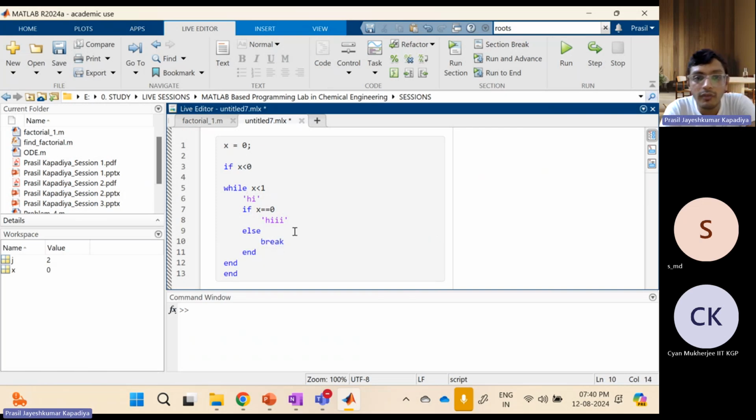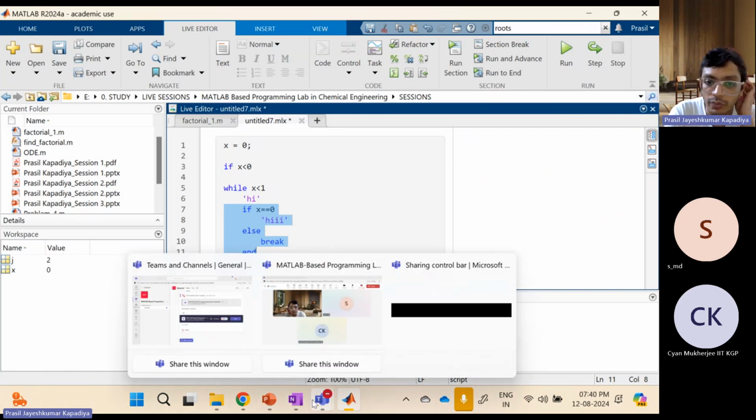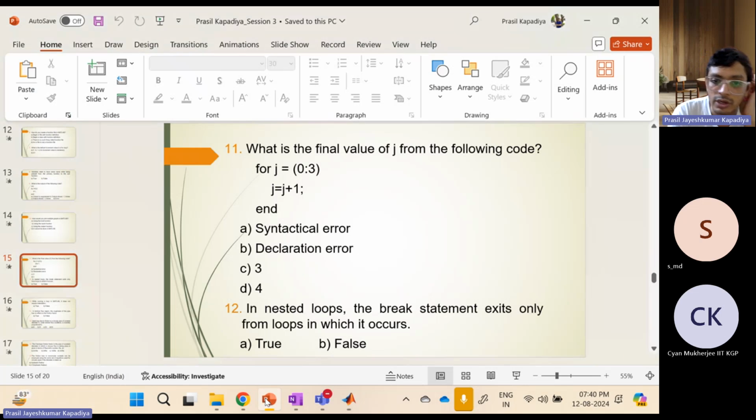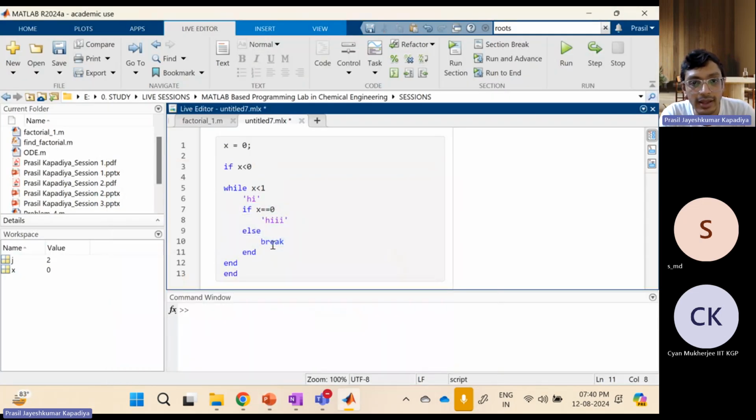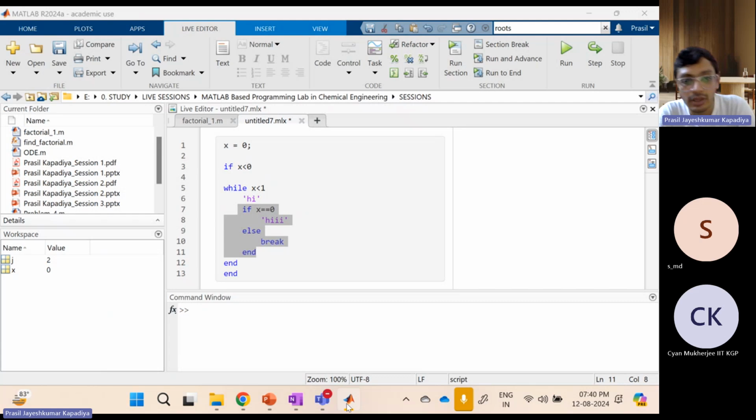Let's try to run here break. So what will happen when we are writing break here? It will only break this if loop, this part. It won't break this whole while loop. This is what the question is trying to ask. So it will just exit that particular loop. Break is here, so it will break this if loop. It won't break this while loop, or the whole if loop.